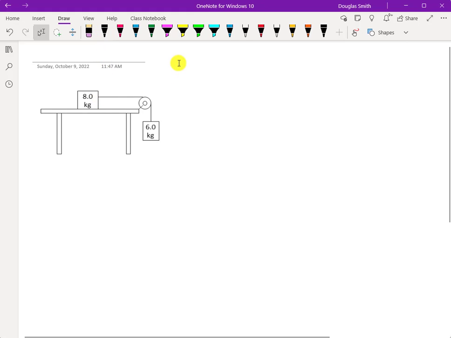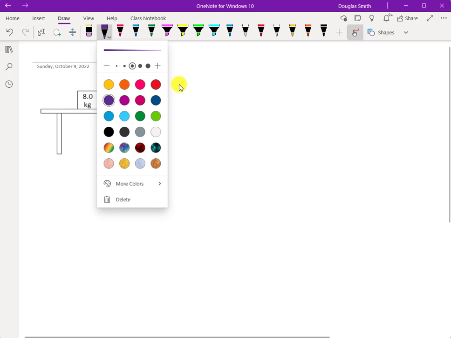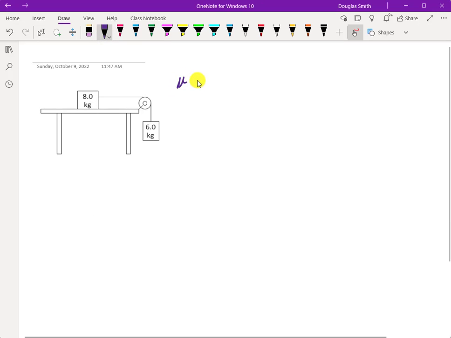All right, here's a video on how to solve problems with masses on pulleys in physics. Let's suppose there's actually some friction in this one, so we'll say the coefficient of friction will be 0.25. There are two ways to do these problems.